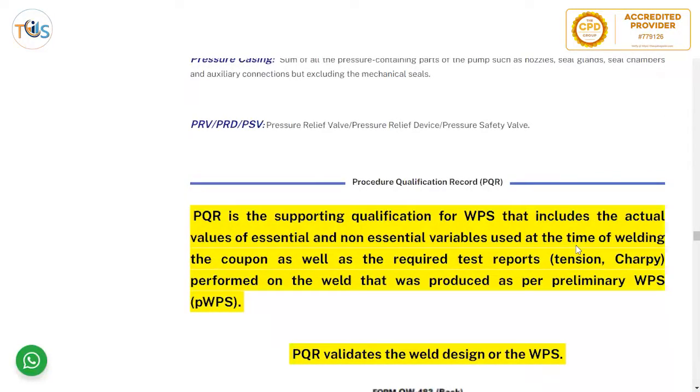Pressure casing, some of all pressure containing parts of the pump, such as nozzle, seal glands, seal chambers, and auxiliary connections, but excluding the mechanical seal. So anything that holds the pressure, except the seals, they call part of the pressure casing. And PRV is pressure relief valve, PRD is pressure relief device. It's more or less the same thing, and pressure safety valve. Those are the abbreviations.